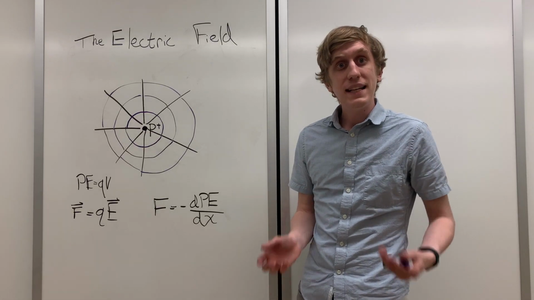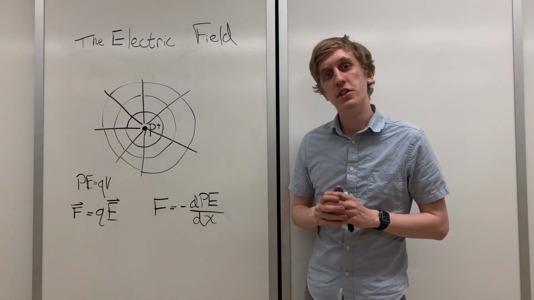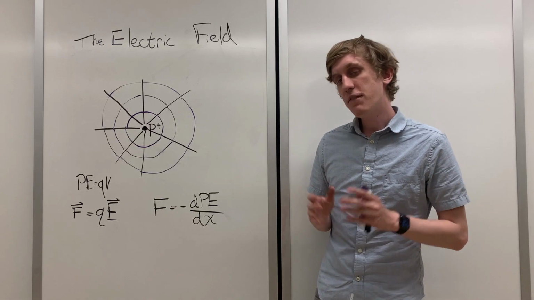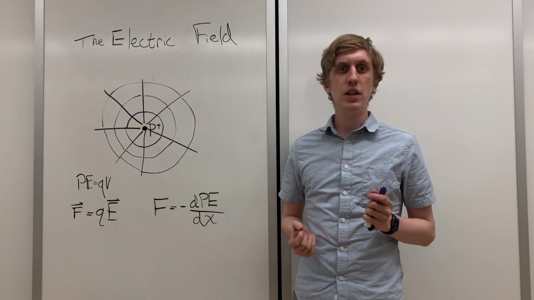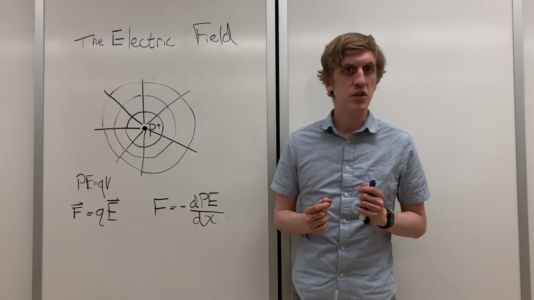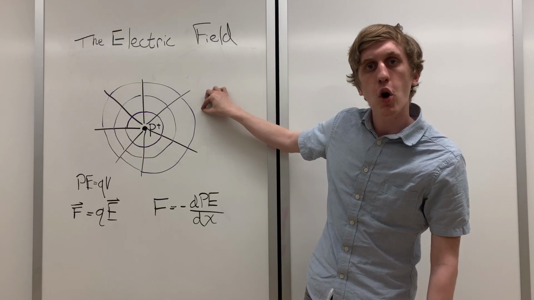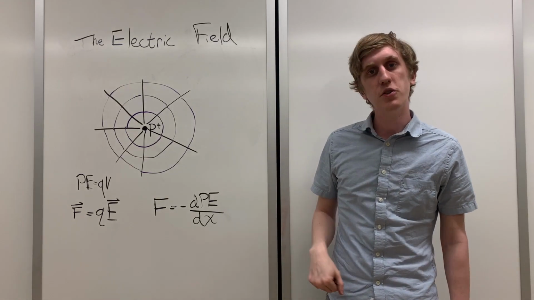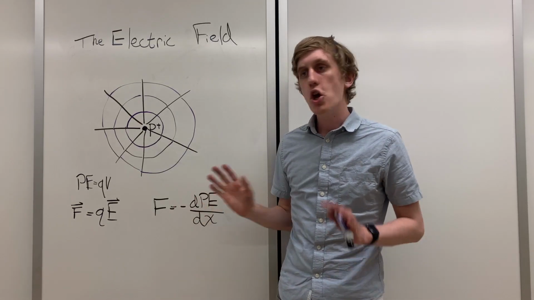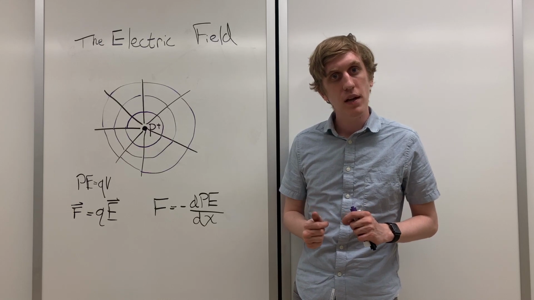Well, the answer is 0. The purple lines represent locations where the voltage is the same. If the voltage is the same at all those locations, then the potential energy of a charge at those locations would be the same as well. So if we move the charge around one of these circles, there's no change in potential energy, and therefore there's no piece of the force that points in that direction.